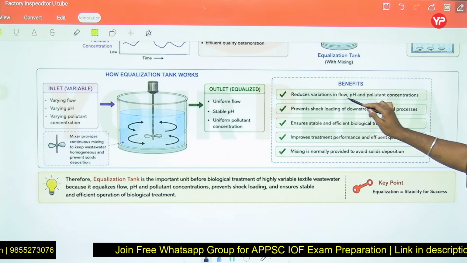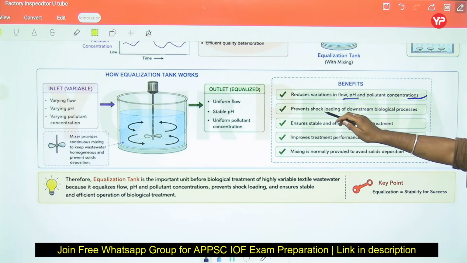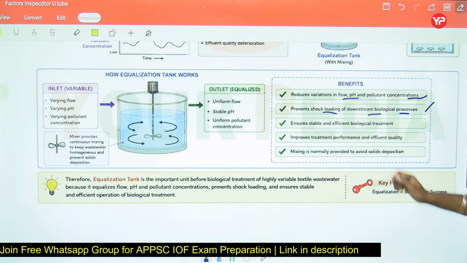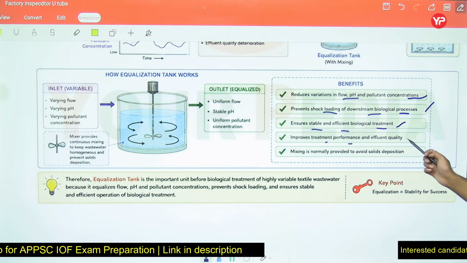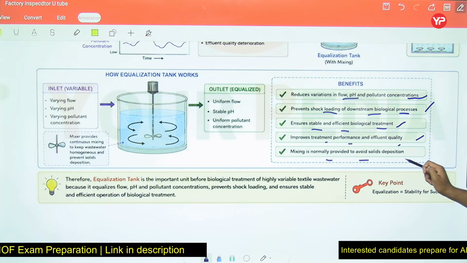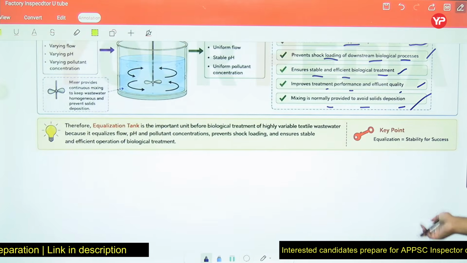Benefits: it reduces the variation in flow, pH, and pollutant concentration. It prevents the shock loading of downstream biological processes. It ensures stable and efficient biological treatment. It improves treatment performance and effluent quality. Mixing is normally provided to avoid solids deposition.